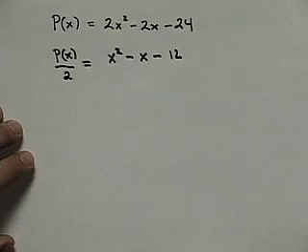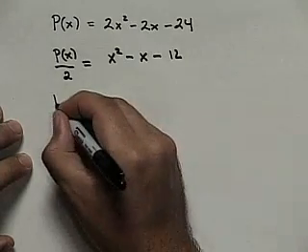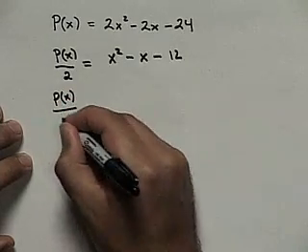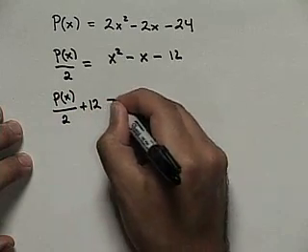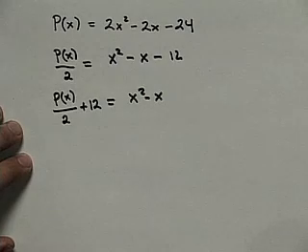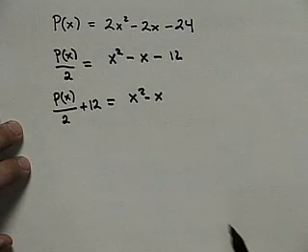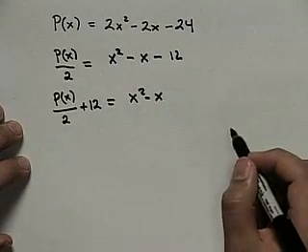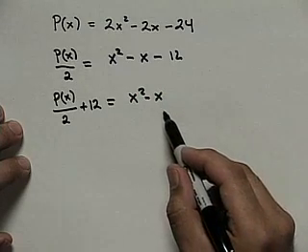So from here, the next step was to add the 12 to both sides. So we have p of x over 2 plus 12 equals x squared minus x. And now you have to find the value to add to both sides to make this a perfect square. Remember, to find that, you take the coefficient of the x, divide it by 2, and square it.